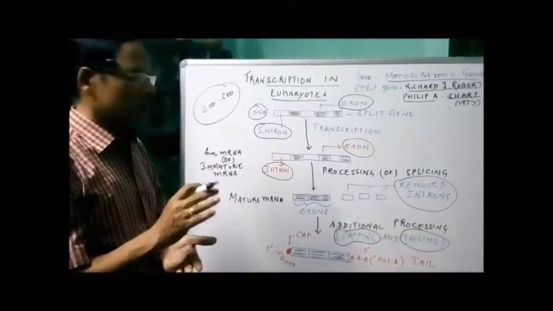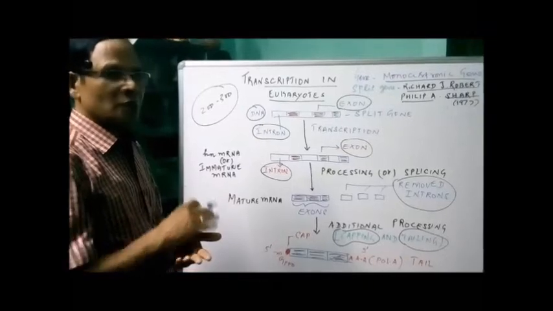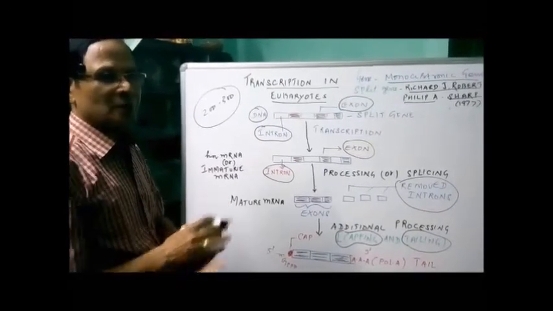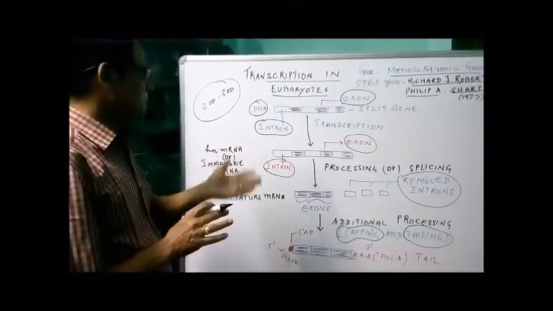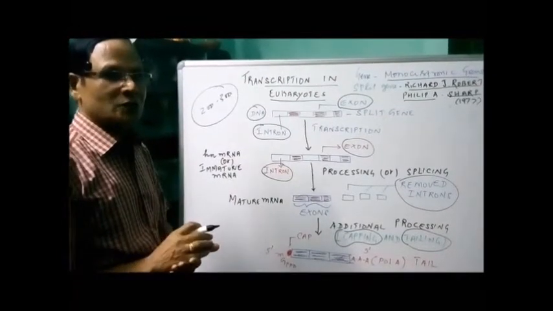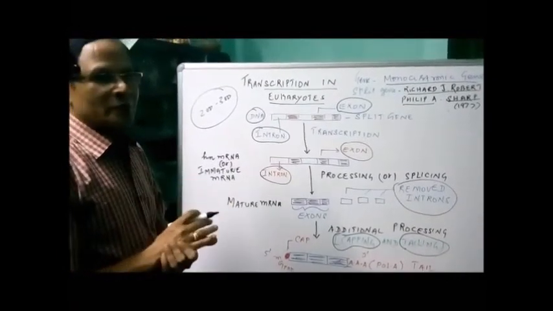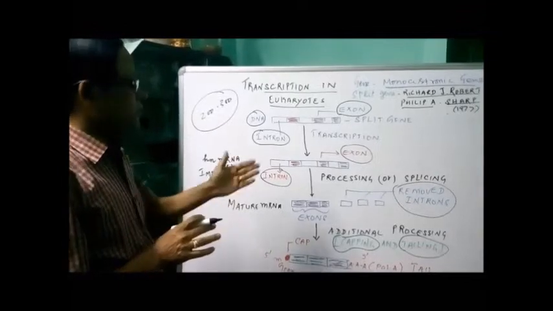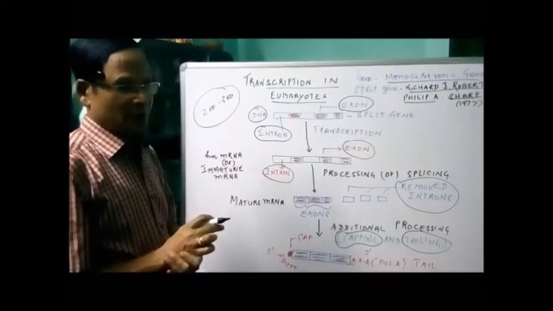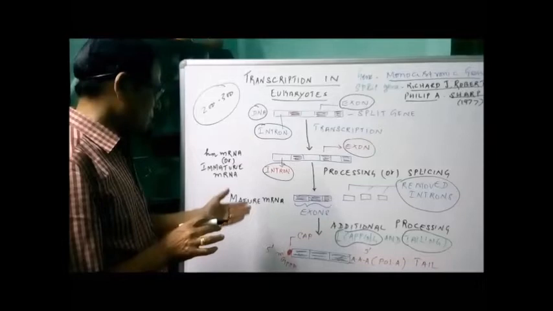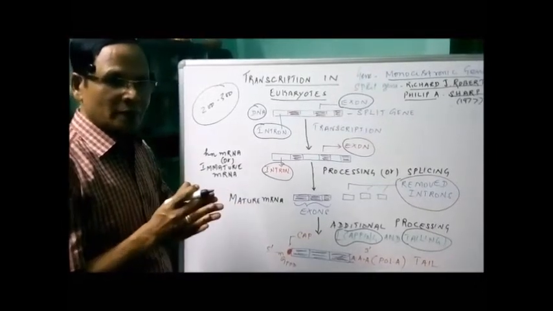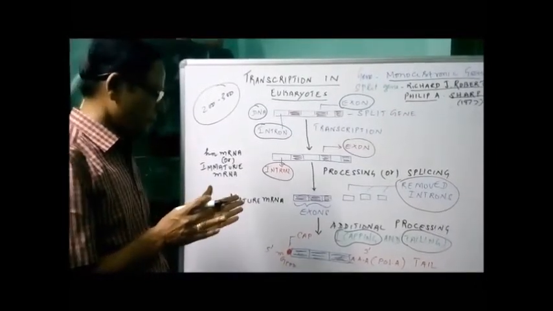So in the case of prokaryotes, there is no splicing process, there is no capping, there is no tailing. It is a simple organization. But in the case of eukaryotes, it's a complex organization. The process is also very complex in nature. That's why we have additional processing also taking place. Okay, now we are getting the mature mRNA. The mRNA contains only the exons, the cap and the tail.